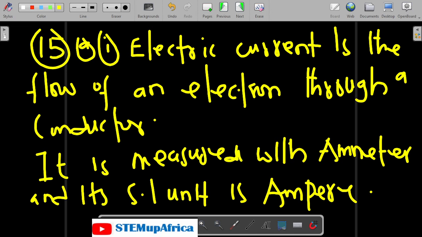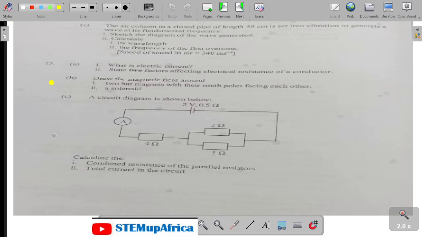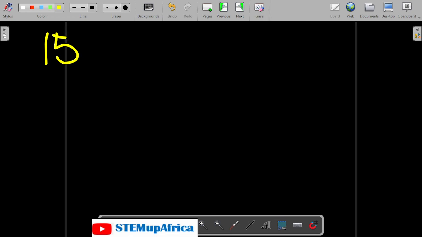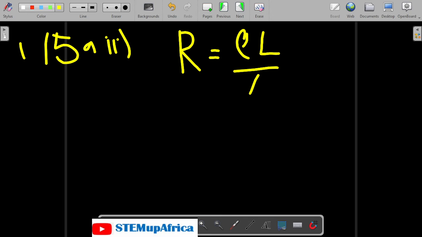So let's look at 15, Roman figure 2. It says take two factors affecting electrical resistance of a conductor. So 15A, Roman figure 2. We know resistance is the resistivity of the wire times length over area. So what are the factors? 1, length of wire.